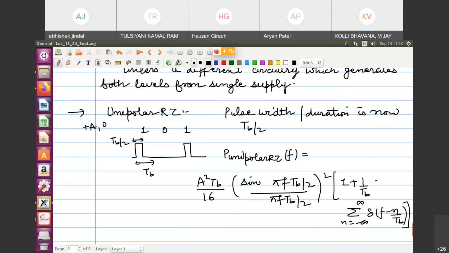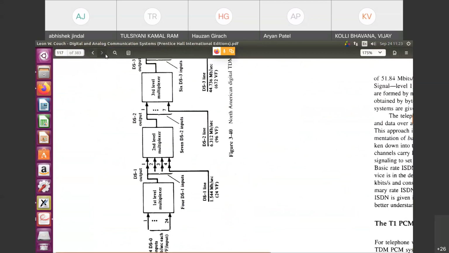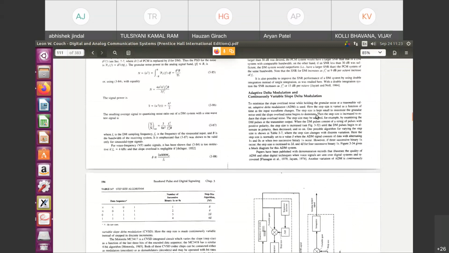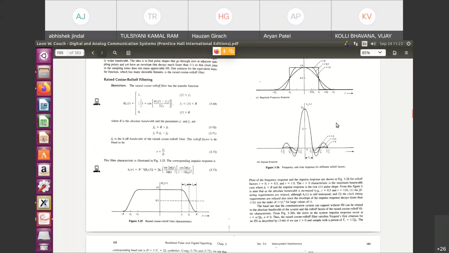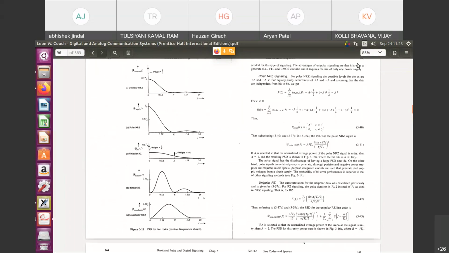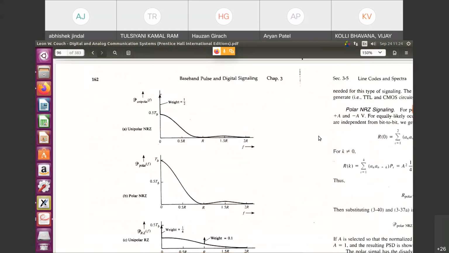Here you will observe that this unipolar RZ has several delta functions, and each delta function will appear at 1 by TB, 2 by TB, 3 by TB. This is interesting. You will appreciate this once you see the figure. Let me show you the spectra of these line codes. This is given in Haykin as well, but the author has not given the expressions for where you get this.